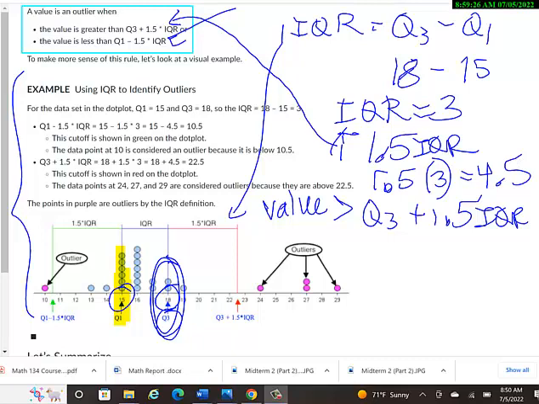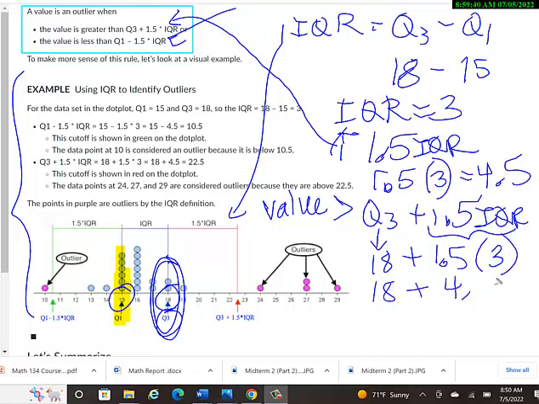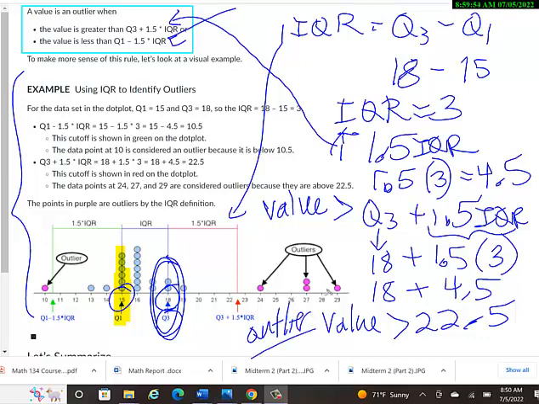So quartile 3 ended at 18. So this is 18 plus, we already calculated 1.5 times the interquartile range, but we could do it again. 1.5 times 3 was the interquartile range. So 18 plus 4.5. So any value greater than 18 plus 4.5, which is 22.5. So if we were to look at the dot plot and we see a value greater than 22.5, that's an outlier.